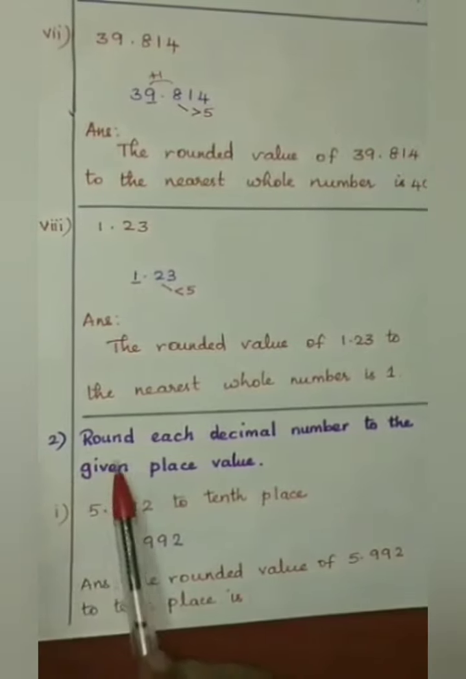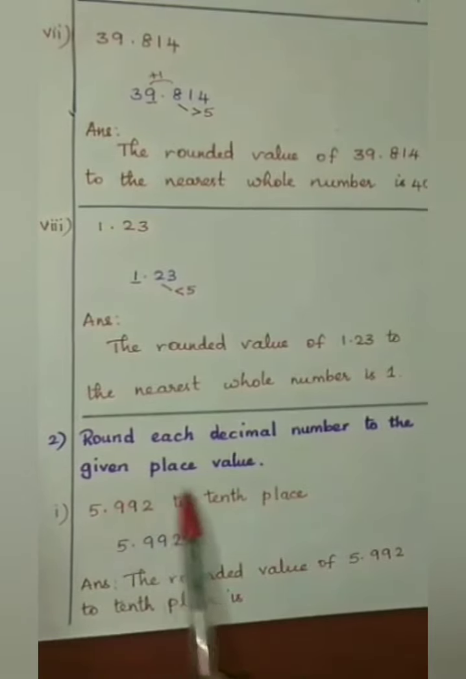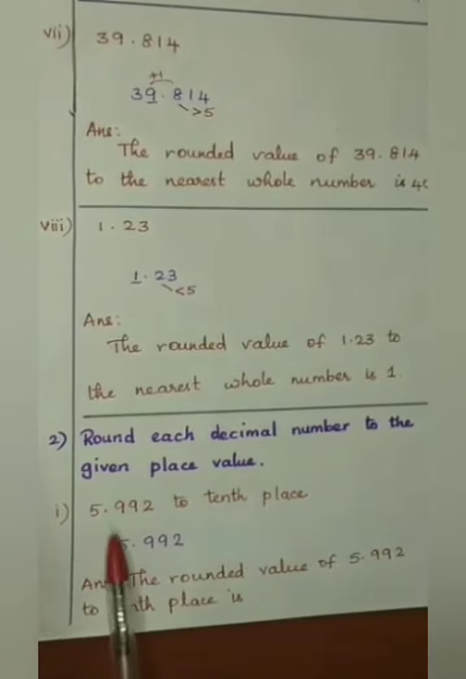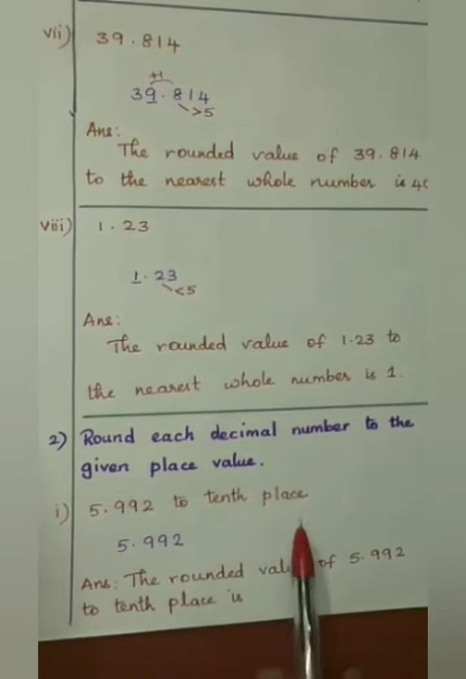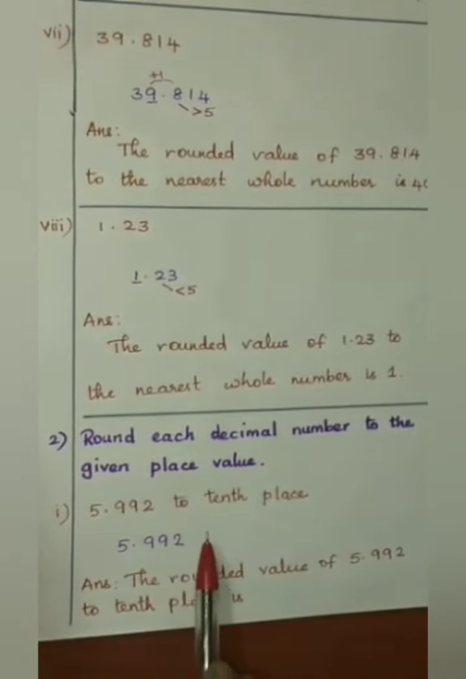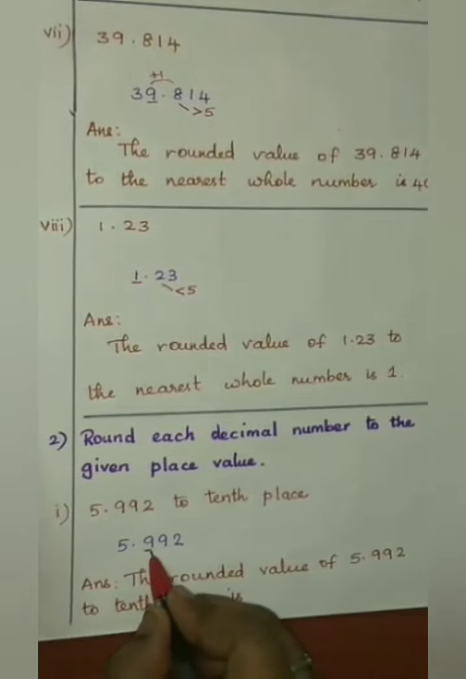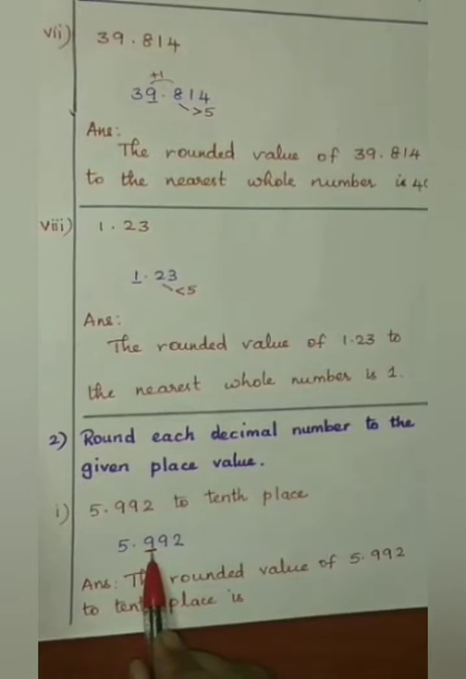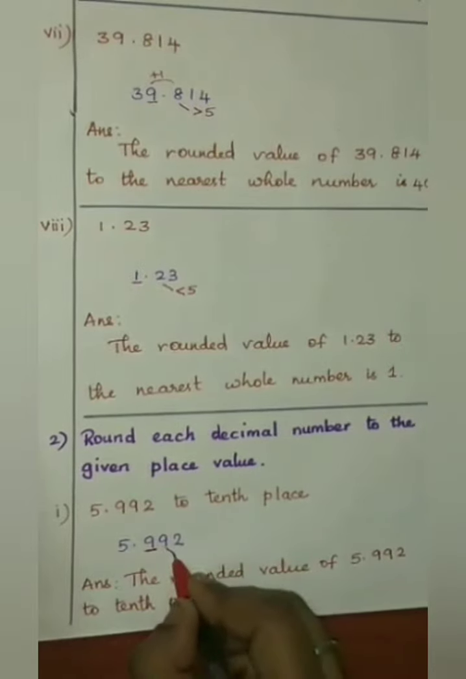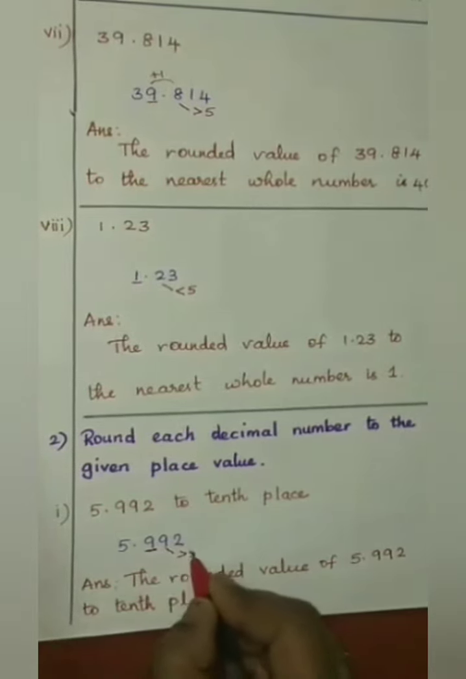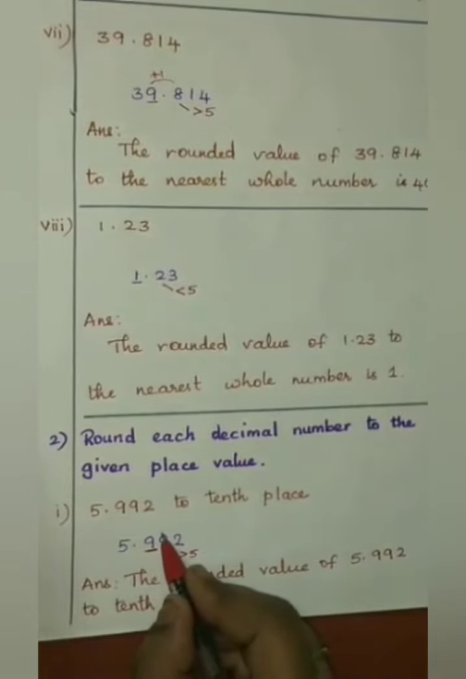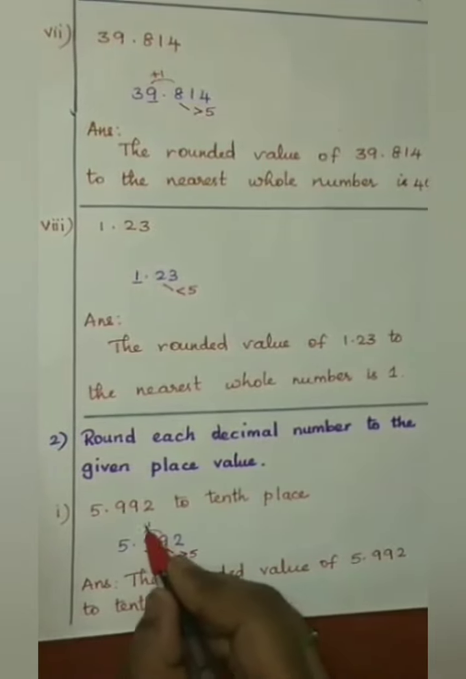Second problem, round each decimal number to the given place value. First subdivision, 5.992 to the 10th place. First underline the digit in the 10th place. Which digit is in 10th place? 9 is in 10th place. So underline 9. Now look at the digit to the right of the underlined digit. Which is to the right of 9? That is 9. It is greater than 5. So add 1 to the underlined digit, that is, add 1 to this 9.